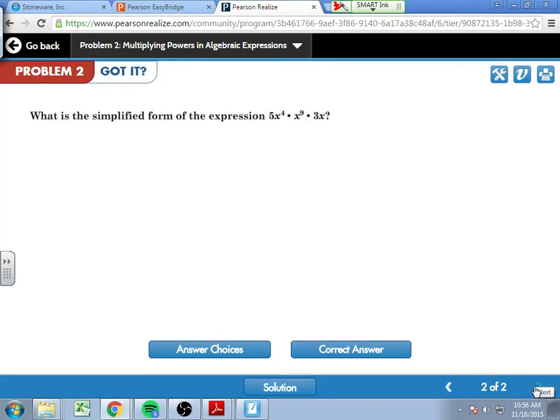Okay. All right, try this on your own. Remember, if there's no coefficient, there's really a 1. So I would find the product of your coefficients first, then find the power.